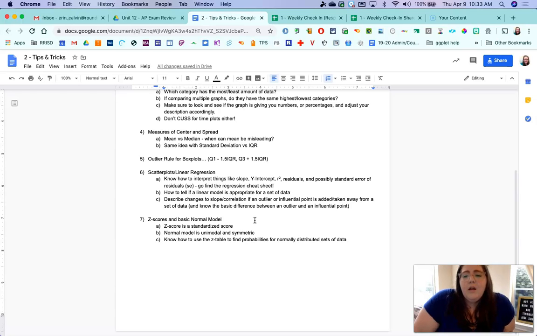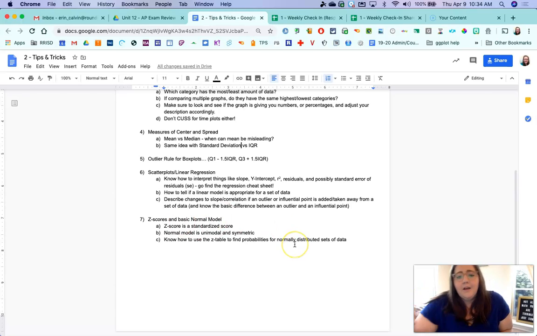I did put it on the APStat website under the All the Notes page. Under regression, I did link the regression cheat sheet because I know that that's a big help. So make sure you go back and study those. Obviously, slope and y-intercept are going to be your biggest things that you should know, but r-squared tends to come up quite a lot. And then just the general idea of what a residual is a good idea as well.